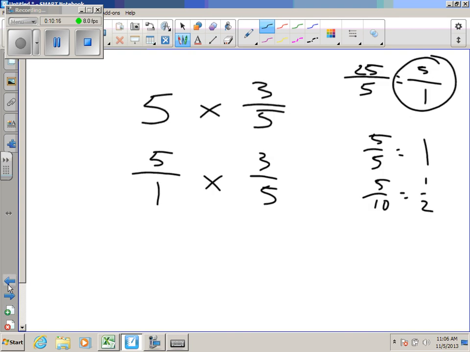Good, now let's get back to the problem. Anything in common diagonally between a 5 and a 5? Not a 1. 5. How many 5s are here? Good. 1 times 3? 1 times 1. 3 over 1, right? Over 1. It's over 1.